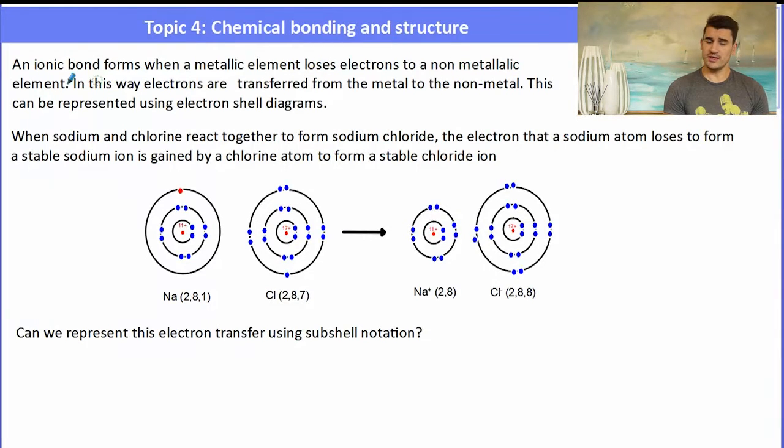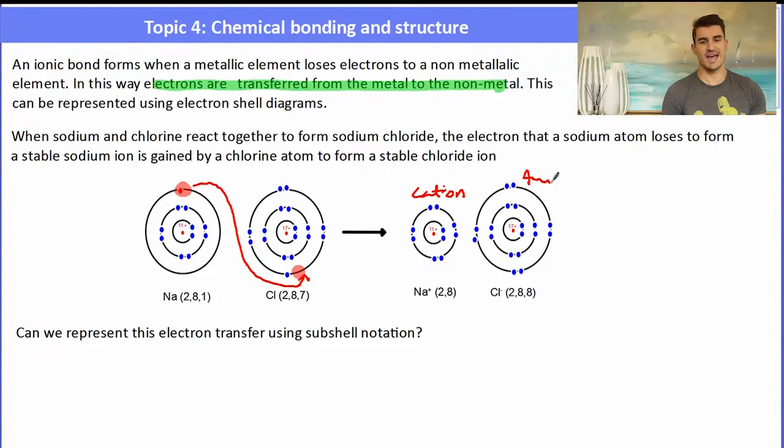An ionic bond, again, forms when a metal loses electrons to the non-metal ions, and then there's a transfer of electrons and we have our ionic compound formed. We can show this using an electron shell diagram. So for instance, sodium wants to lose one electron, chlorine wants to gain one electron, so sodium will transfer its electron over to the chlorine to become a sodium cation and a chloride anion. Both of them are now happy, they both have a full outer shell.